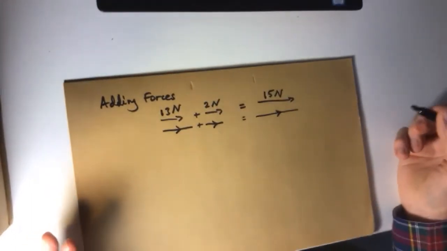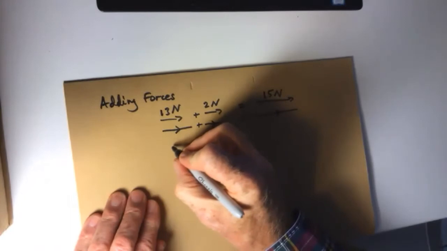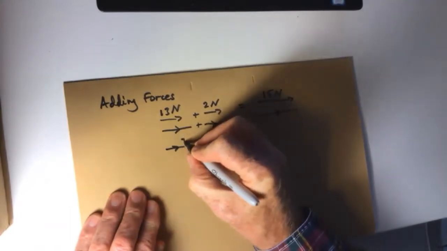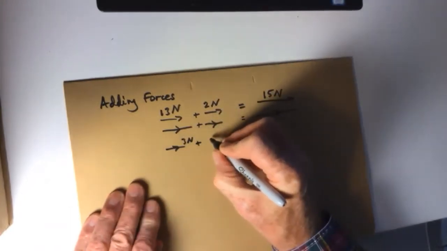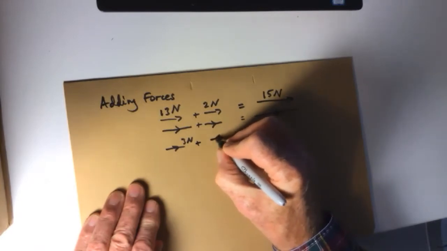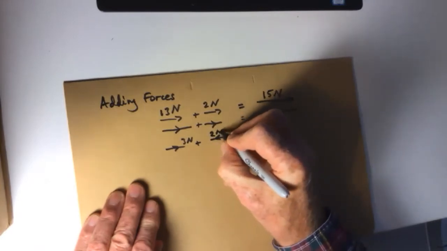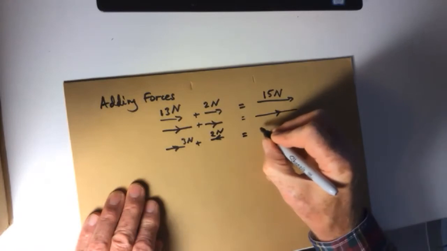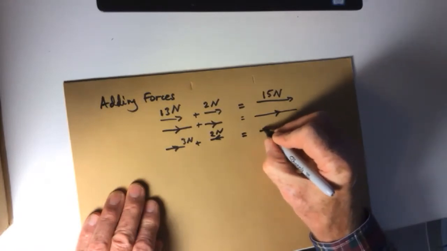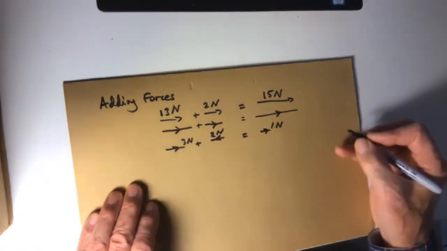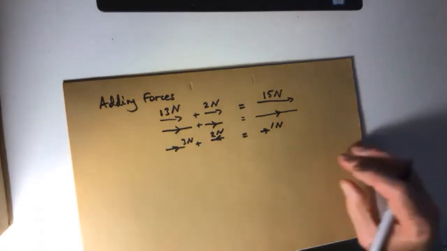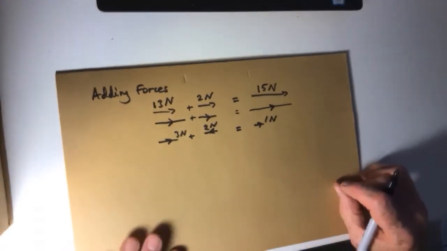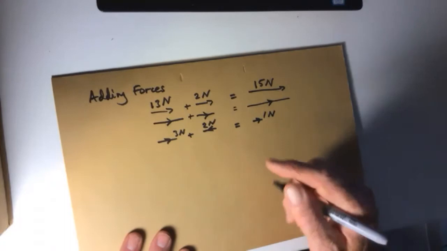Okay, now if it's going the other way, if we get 3 newtons going this way, but then we got 2 newtons going the other way, yeah, then obviously that's only going to give us 1 newton in that direction. Right? That's too easy, isn't it? All right. So we can add them together.